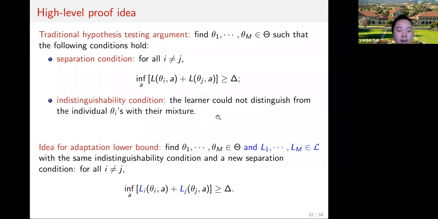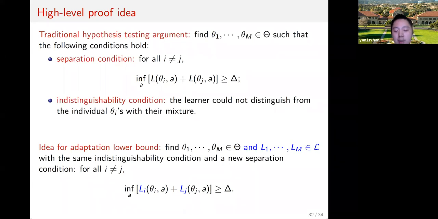And then how about the adaptive minimax risk? The only difference is that in addition to finding theta 1 to theta m in the parameter set, we also aim to find different loss functions, L1 to Lm, in the loss set. With the same indistinguishability condition, the introduction of the new loss functions does not affect that condition, but there is a new separation condition, that is, the loss at environment i is also measured using Li, not using the same loss function L. So basically for each i, we associate a parameter theta i and also a new loss function Li, such that a new separation condition could hold in this scenario.